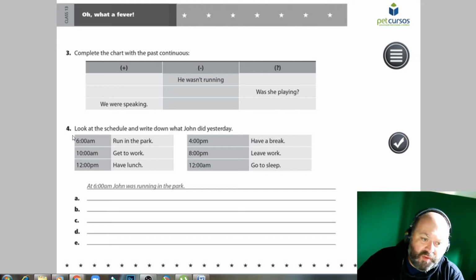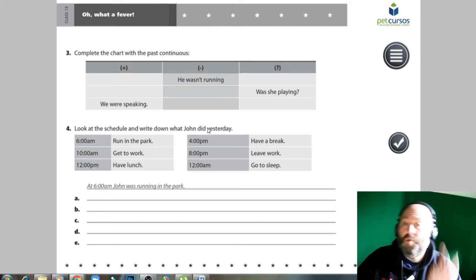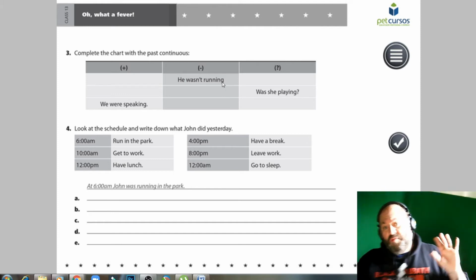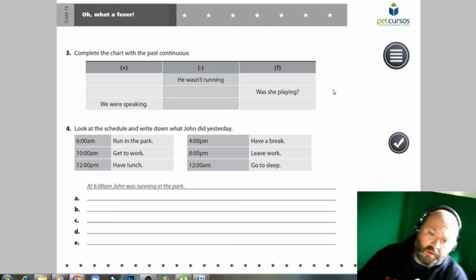Exercise 4, look at the schedule and write down what John did yesterday. Então aqui no caso é para falar o que ele estava fazendo. Na verdade não é nem what John did yesterday, é what John was doing yesterday. Olha aqui pela afirmativa que a gente tem essa frase do statement: At 6 a.m. John was running. Então não é what John did, é what John was doing. Tá? É tudo no past continuous.